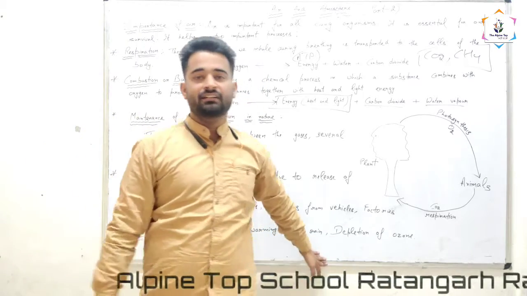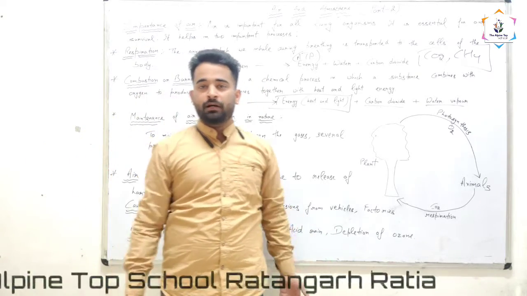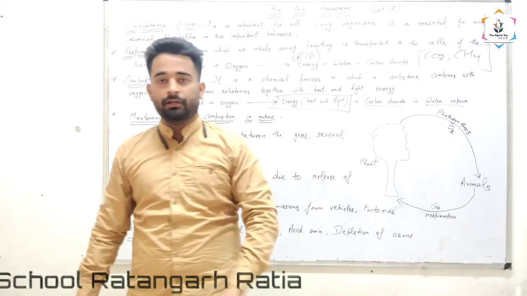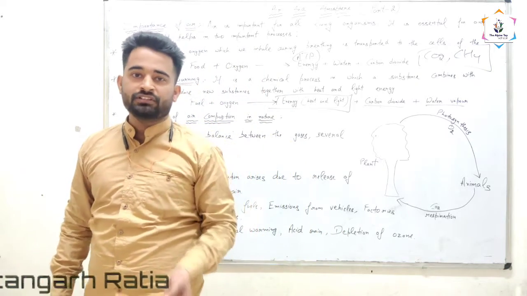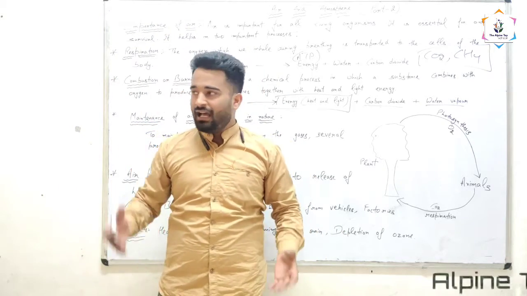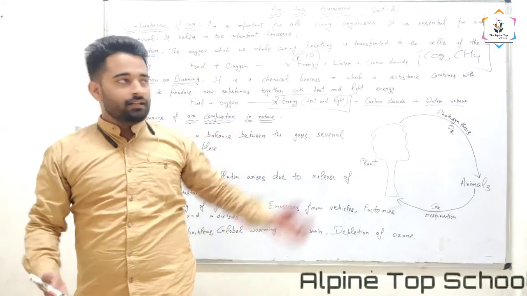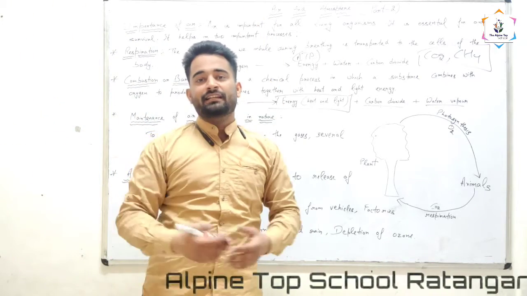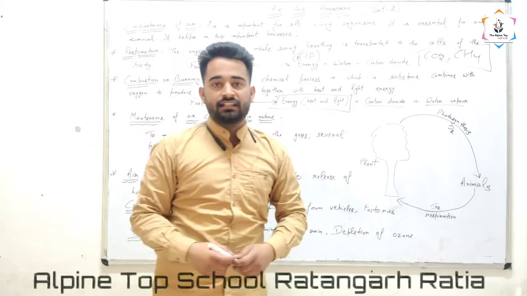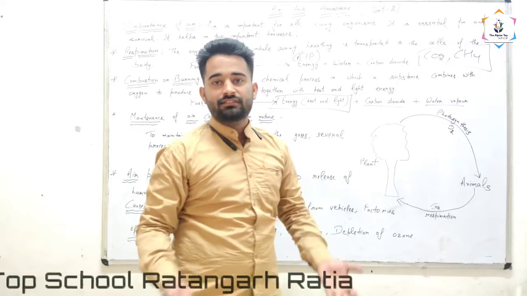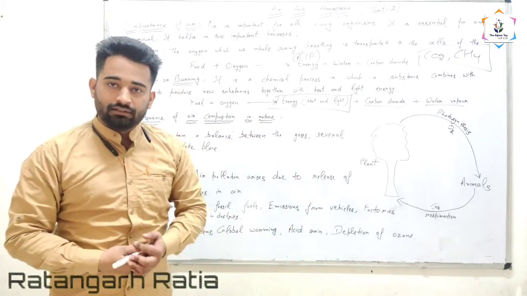Next is acid rain. What is acid rain? When we burn a number of fuels like coal, diesel, petrol, it produces sulfur dioxide and nitrogen oxides. As these oxides go into the air, they produce sulfuric acid and nitric acid. As these acids come to the earth, they cause rain, acid rain.